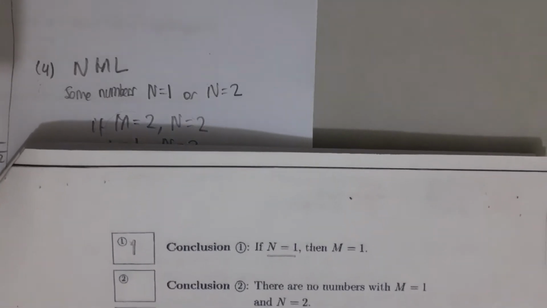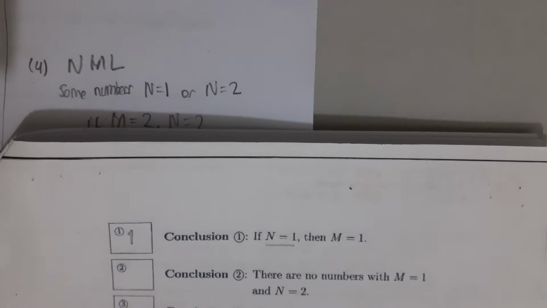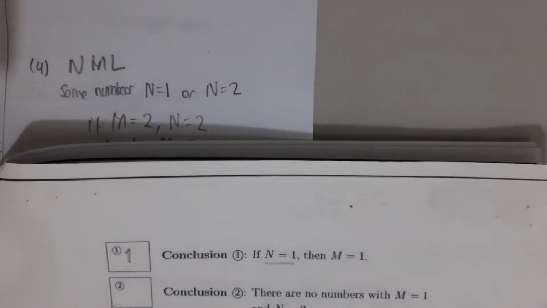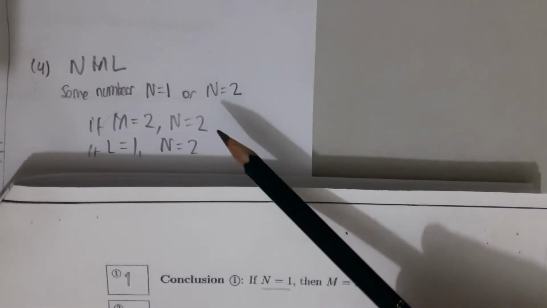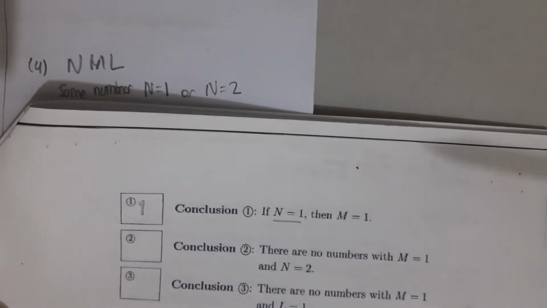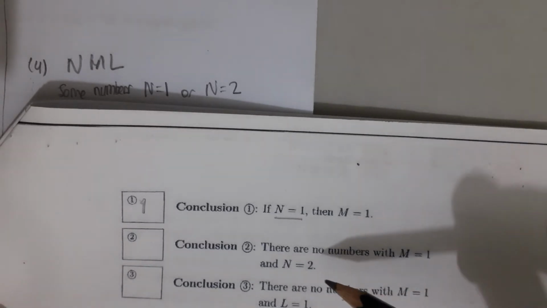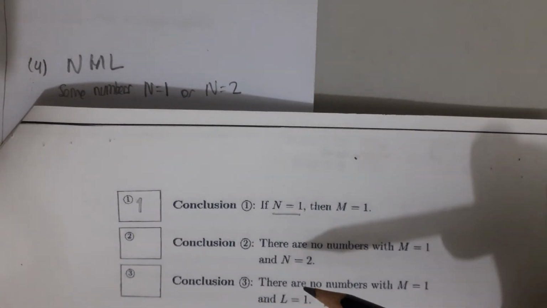And for conclusion number 2, there are no numbers with m is 1 and n is 2. So they say the number with m is 1, so n must be 2. You see that m is 1, there's nothing with m is 1 here, so we're going to look at n, then n is 2. But n is 2 does exist, so saying there are no numbers with m equals 1 and n equals 2 is incorrect, because n actually exists, and we don't know actually if m is 1 then exists together with n is 2, so we can say this is incorrect because there are numbers with n equals 2.